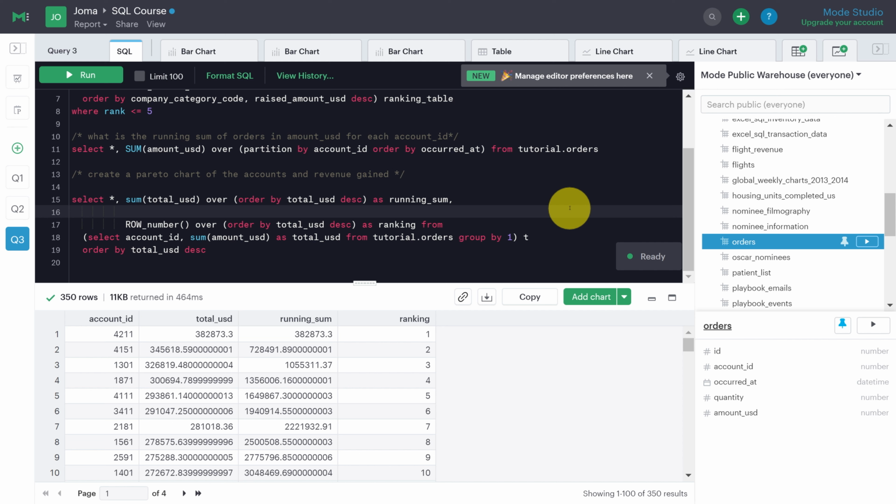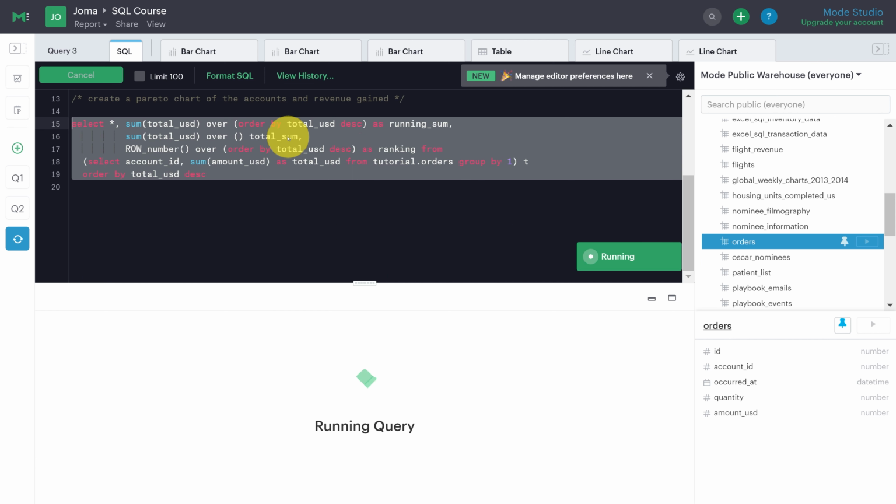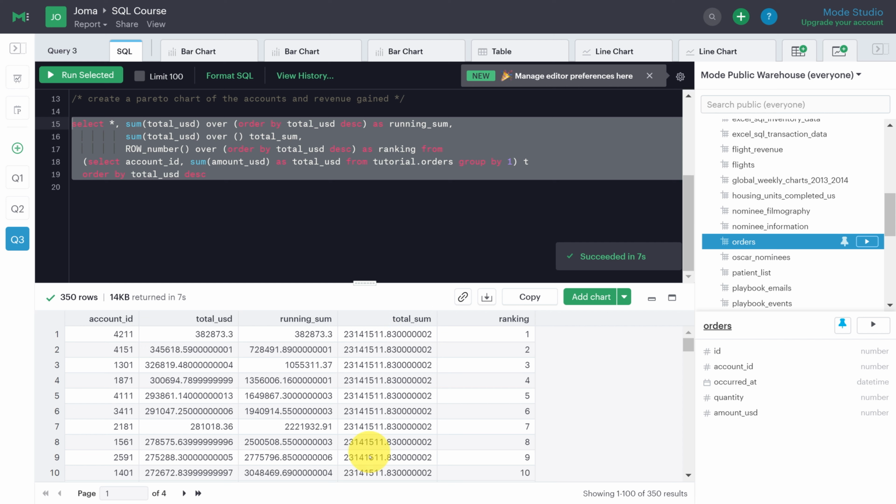So what I'm going to do is the same thing, but I'm not going to order by anything. And in this version of SQL, what that does is it just gives you the actual total sum, right? So if I run it, as you can see, the total sum is the same for all of these rows. That is because it is actually just the total sum of revenue from all of the accounts, from the whole table. So what we can do now is just divide this number by that number to know what percentage of the total revenue the top 1 account contributed to.